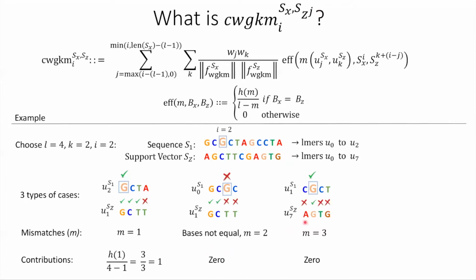In the third case, we look at Elmer U1 from S1 and Elmer U7 from SZ. Here the number of mismatches is 3, so it should have a contribution of h(3), or 1 choose 2, which is 0. So even though there was a match at the position of interest, the net attribution to it is still 0, because this Elmer pair would not have had any common gapped k-mers at all. It would not have had any contribution to the kernel function. So hopefully by now, how the formula above works should be fairly clear.